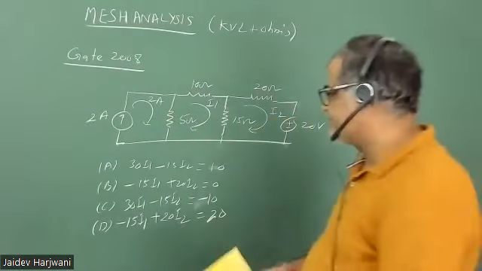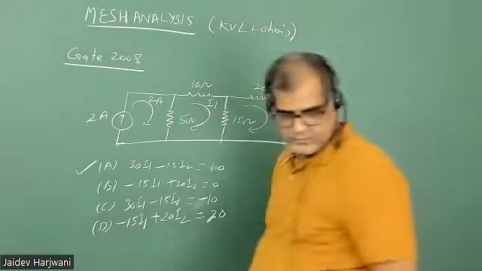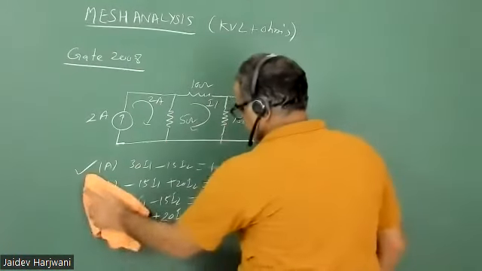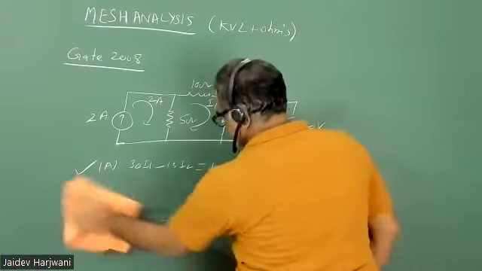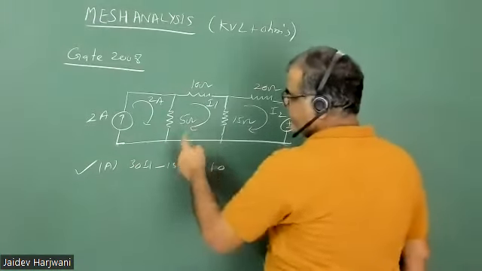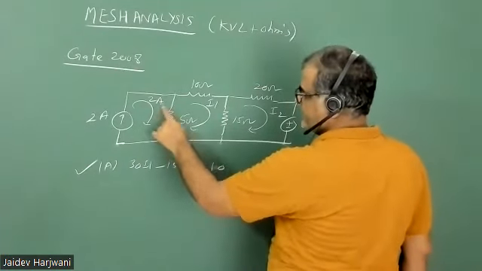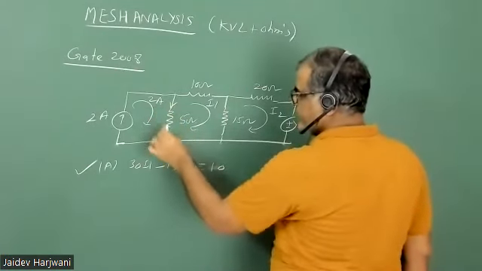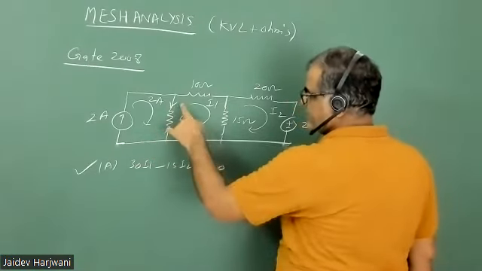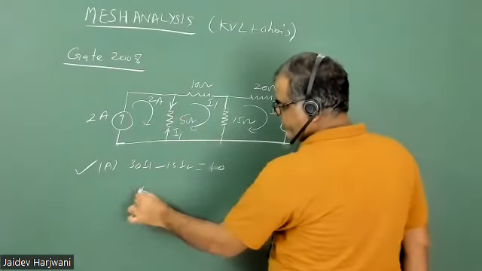Is it option A? Yes, option A is correct. So let me remove the other options and write the equation in loop 1. In loop 2 I'm writing the equation. Loop 1 is already known. So what is the current here? 2 here, and I1 is the current. I1 is coming here. Yes or no?